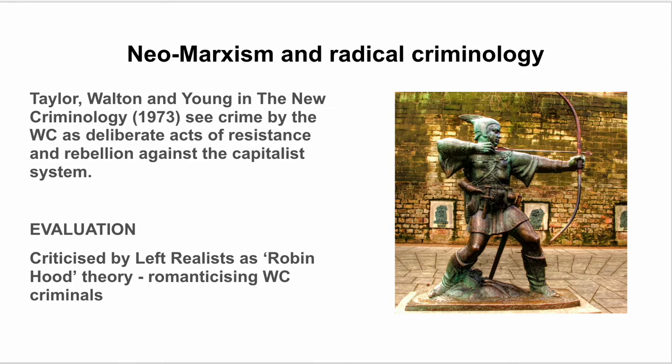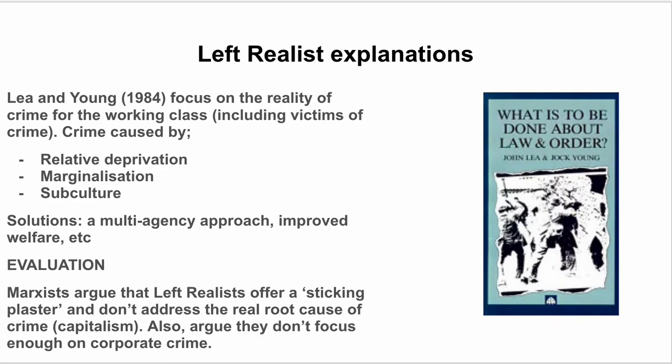And then finally, we get on to left realist explanations. So this is a development of left-wing Marxist thought, which is why I've put it in here. But it is different to the things we've talked about so far. So Lea and Young focus on the reality of crime for the working class. So they're thinking about victims. And they say that crime is caused by relative deprivation, which is the idea that you only know that you're deprived when you see others with more.